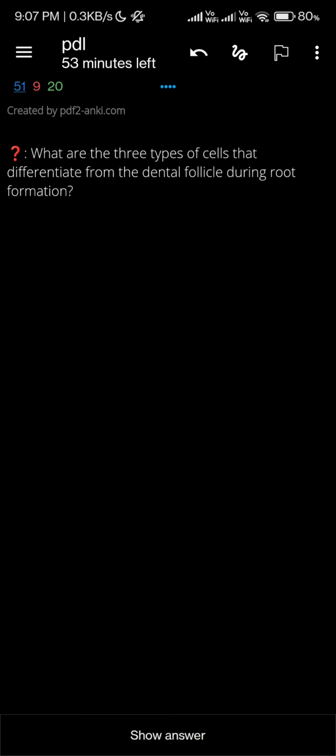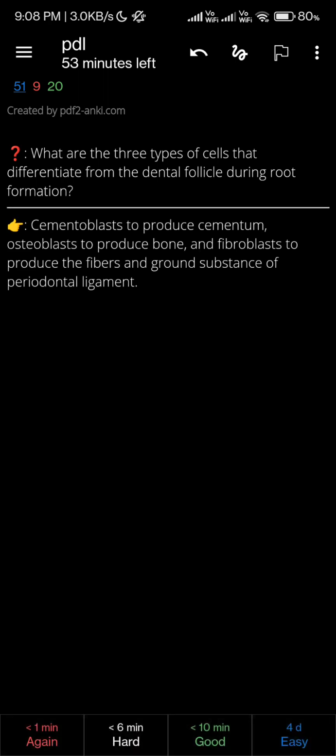What are the three types of cells that differentiate from the dental follicle? We have cementoblasts, osteoblasts and fibroblasts. Cementoblasts produce cementum, osteoblasts produce bone, and fibroblasts produce the fibers and ground substance of the periodontal ligament.